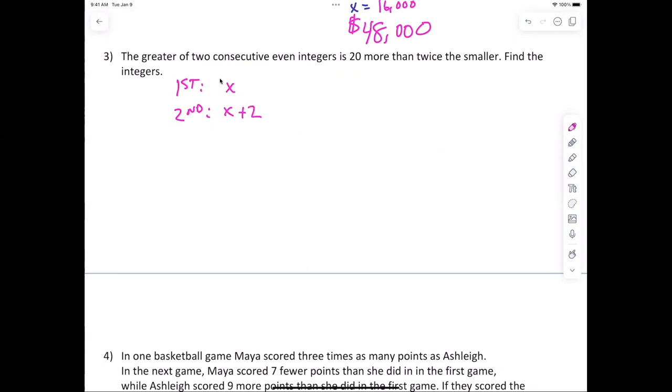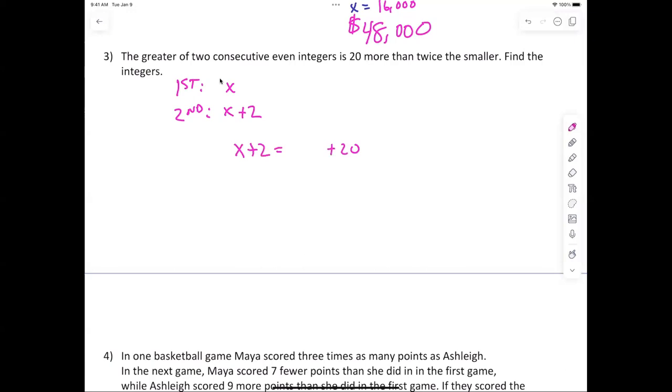Now, the greater of 2 consecutive even integers. Which one is greater, x or x plus 2? The greater of 2 consecutive even numbers is x plus 2. What does "is" mean? Equals. How do I write 20 more than? Plus 20. Do not say 20 plus. All right? Plus 20. 20 more than what?